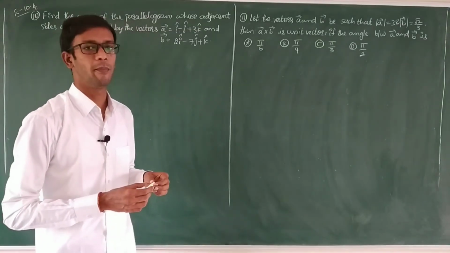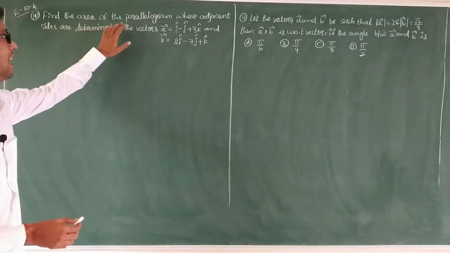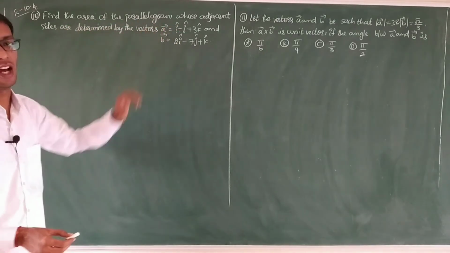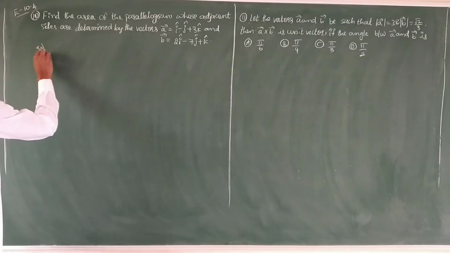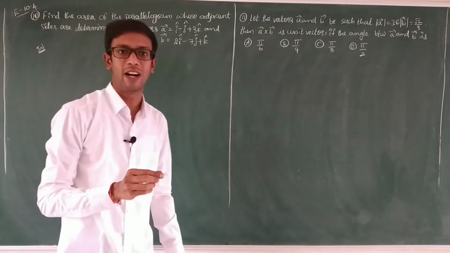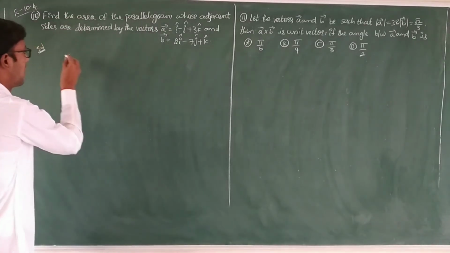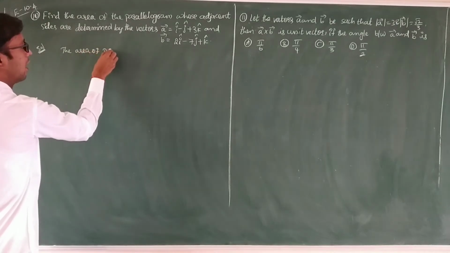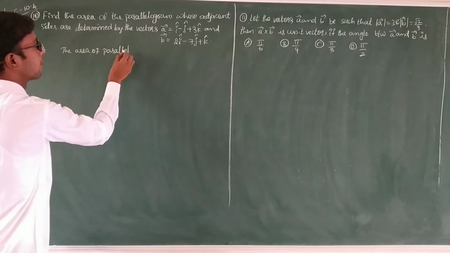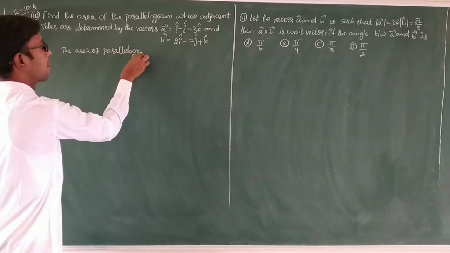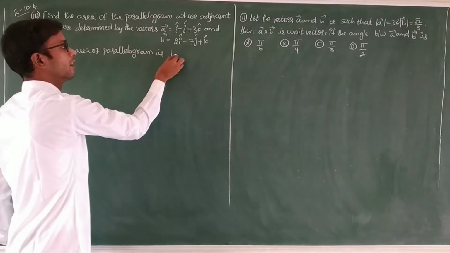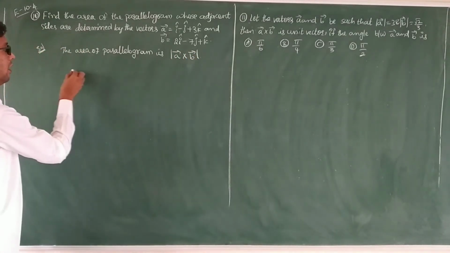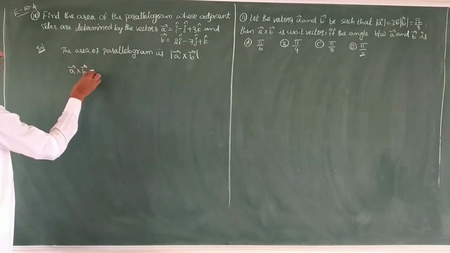Next, problem number 10. Find the area of the parallelogram whose adjacent sides are determined by the vectors A bar and B bar. So adjacent sides are given. If you know the two adjacent sides of the parallelogram, the area of the parallelogram is the magnitude of A bar cross B bar. So first of all I will find the A bar cross B bar vector.